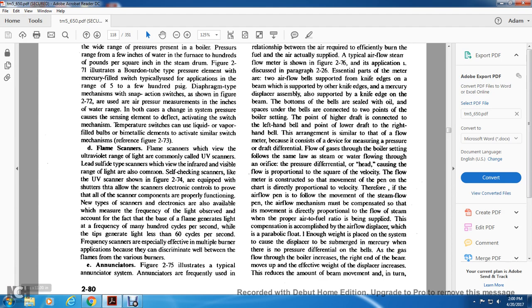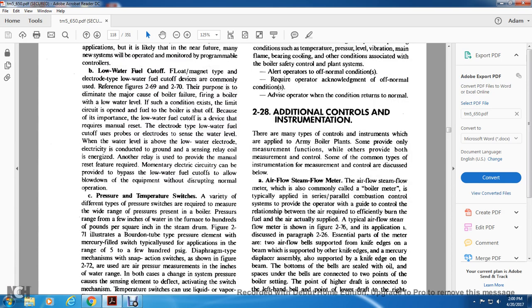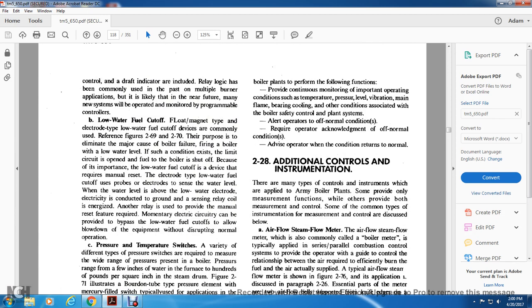Annunciator systems. Annunciators are frequently used in boiler plants to perform the following functions. Provide continuous monitoring of important operating conditions such as temperature, pressure, level, vibration, main flame, bearing coolant, and other conditions associated with the boiler safety control plant system. Alert the operator for off normal conditions that require operator acknowledgement. Off normal conditions advise the operator of a condition that requires return to normal.